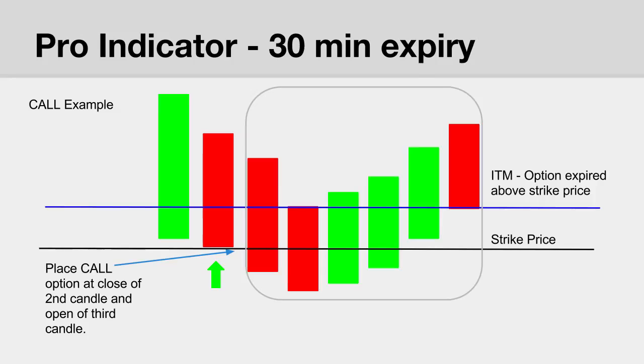So if we move on, remember on the 5-minute chart here, each candle where I've highlighted in a grey box is a 5-minute candlestick. You'll see we've placed the trade here on the third candle where the strike price is, and on the closing of the last candle, which is the 30-minute mark, we've ended in the money. Our option has expired above the strike price, so that is a winner. So that's how you place a call trade.